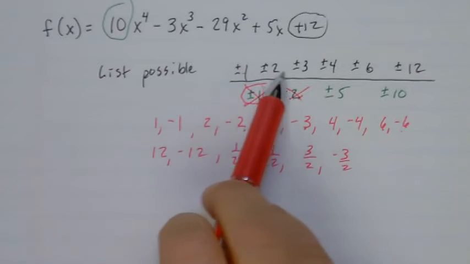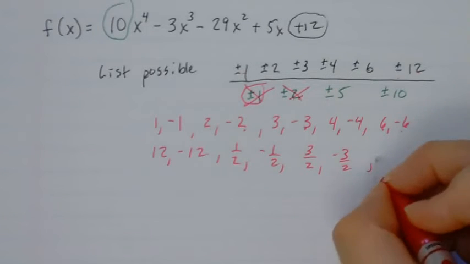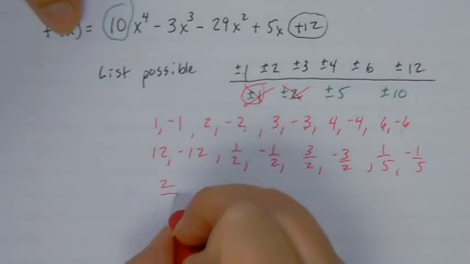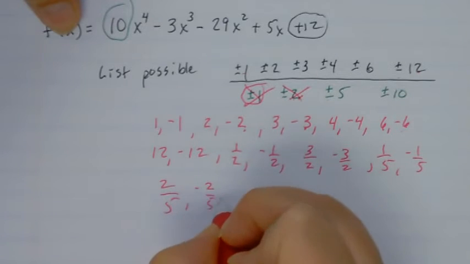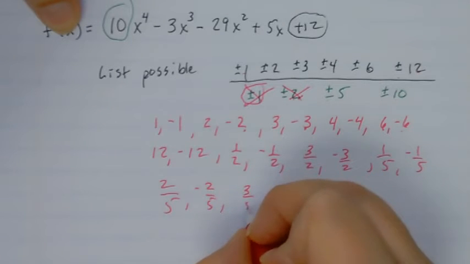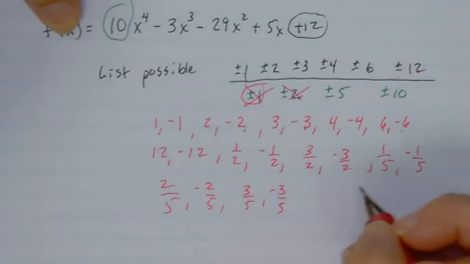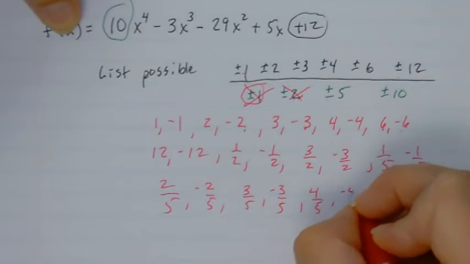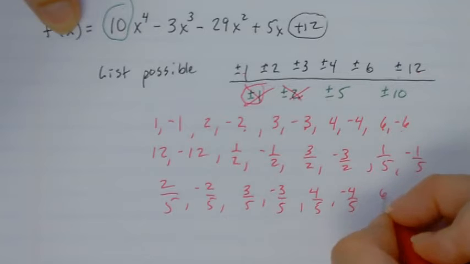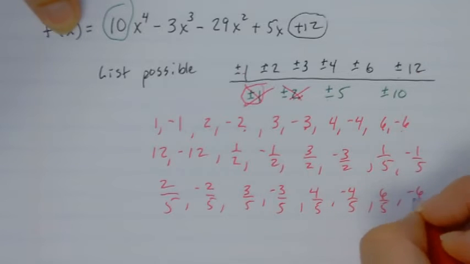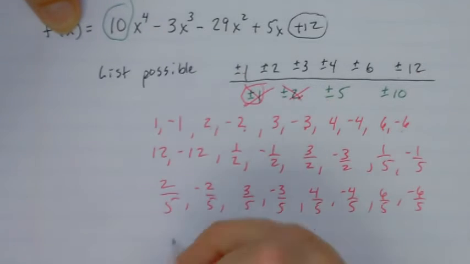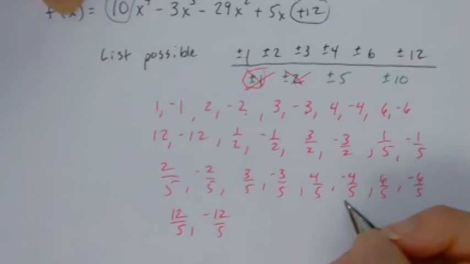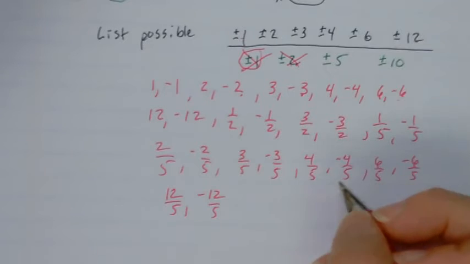Now I have to go through and divide everything by 5. I would have 1/5 and negative 1/5, 2/5 and negative 2/5, 3/5 and negative 3/5, 4/5 and negative 4/5, 6/5 and negative 6/5, and 12/5 and negative 12/5. I'm glad I don't have to do guess and check on this one.